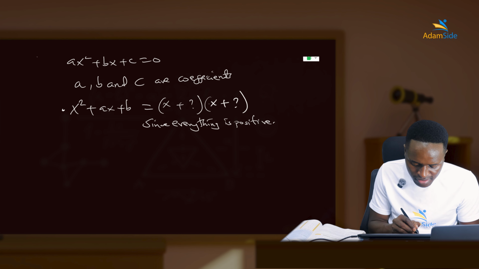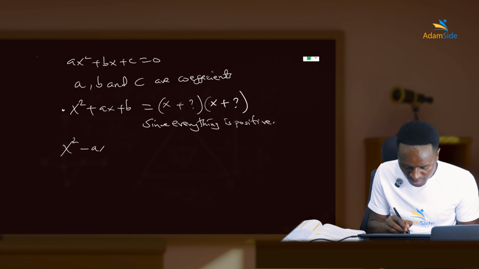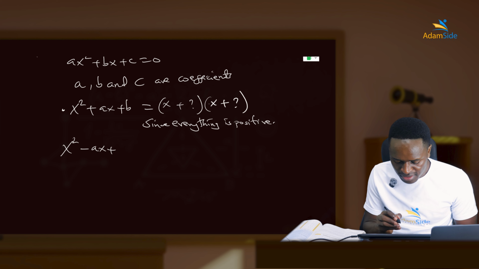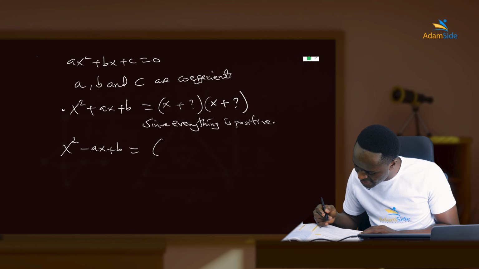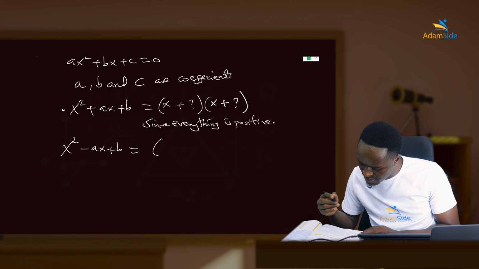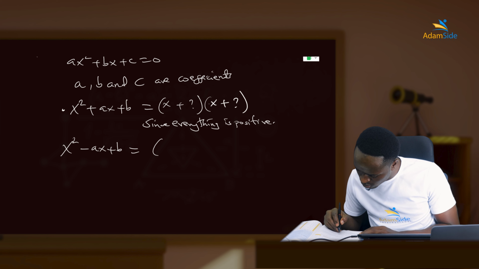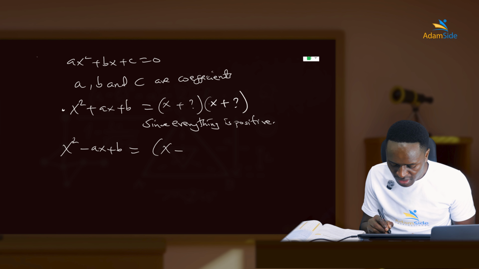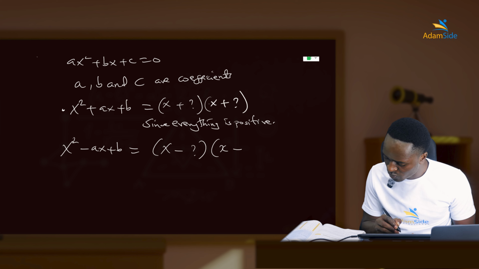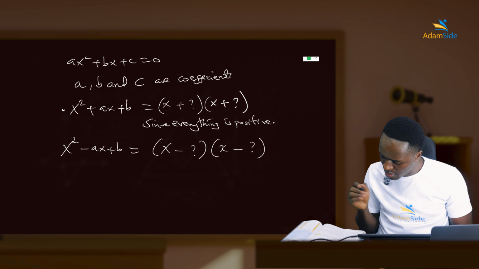And then when you have x squared minus ax plus b, what happens? Remember, the second is positive, and we know negative times negative gives positive, so both of them will be negative. In that case, we say x minus something, and then x minus something. When you multiply this, you get positive.